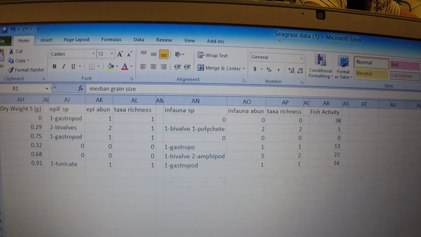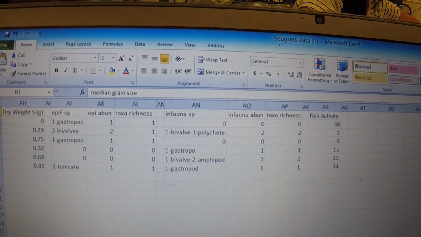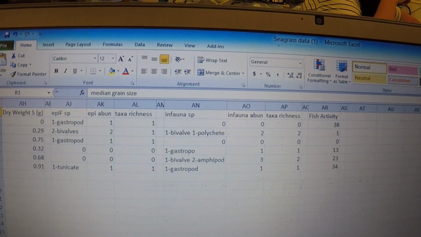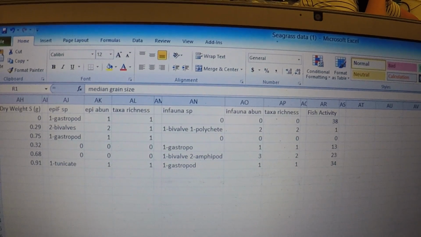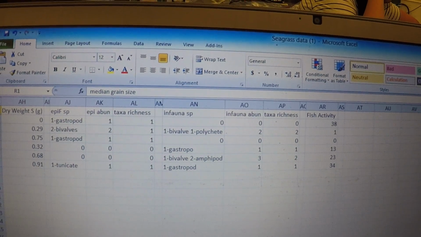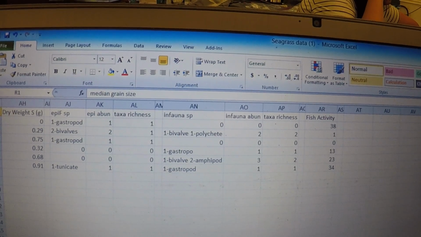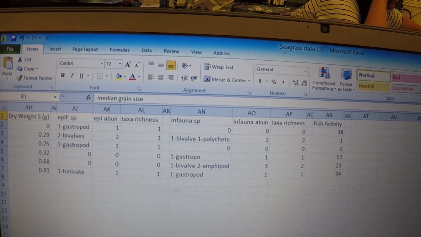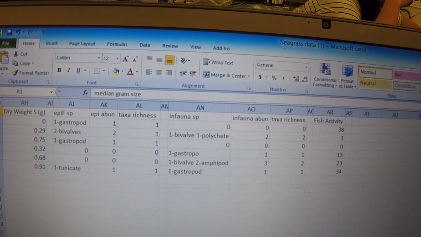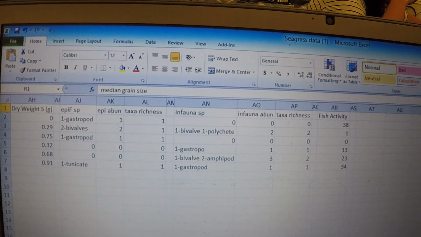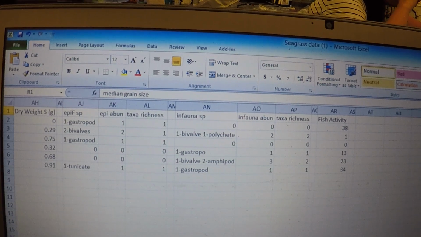So if you take a look at the taxa richness, we have first, number one, for instance, 1 gastropod, and then while we had 2 bivalves in the second core, so we have a total of 2 for abundance, we only have 1 for the taxa richness because we had only bivalves. We had 1 gastropod, and then we had 1 tunicate.